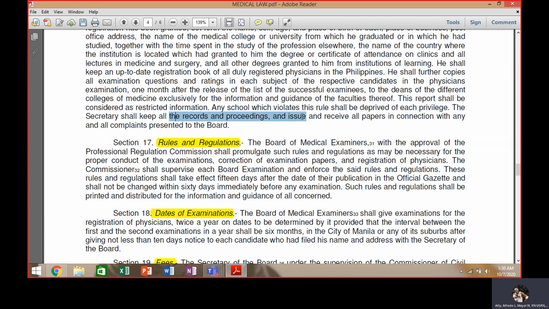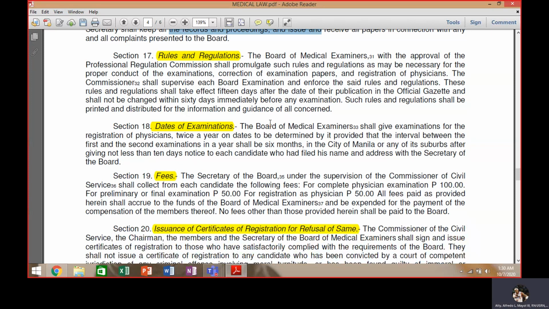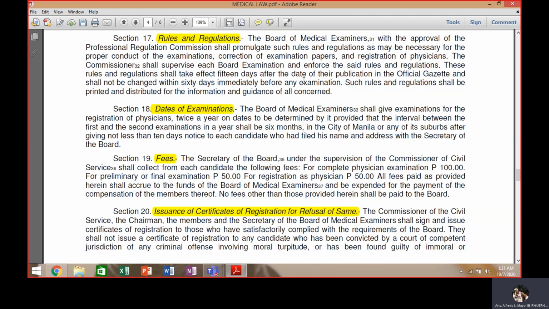The secretary shall keep all the records and proceedings and issue and receive all papers in connection with any and all complaints presented to the board. Now, let's go on to Section 17, rules and regulations. So, the Board of Medical Examiners, with the approval of the Professional Regulation Commission, shall promulgate such rules and regulations as may be necessary for the proper conduct of the examination, correction of examination papers, and registration of physicians. Okay? So, even if the medical student has passed the Philippine licensure examination, it is not automatic that he becomes a medical doctor.